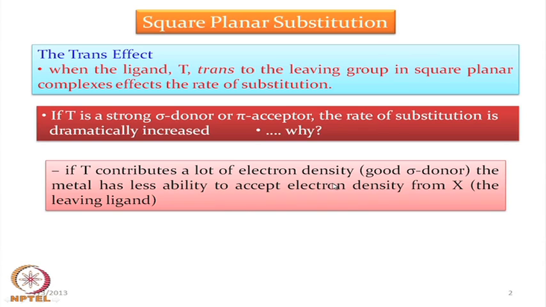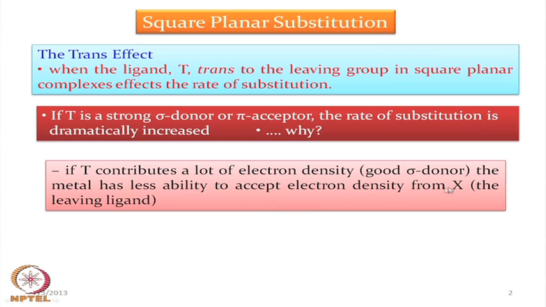So, if we compare the sigma donor ability of this ligand which is trans to the leaving group, the metal will have less ability to accept electron density from X. That means X is leaving the metal environment. There will be some competition in the sharing of electron density by the metal center between T and X. If T and X are on the same linear line, that means trans to each other, then T is maximally providing electron density to the metal center. As a result, the metal engages to a lesser extent with the electron density available from X, which is going out from the metal center.